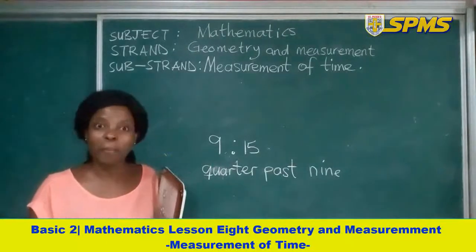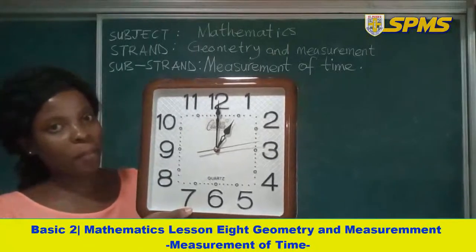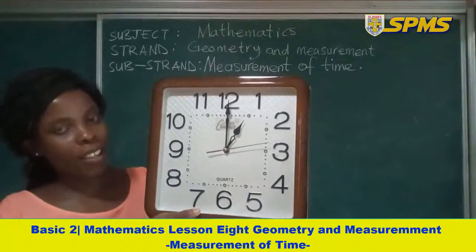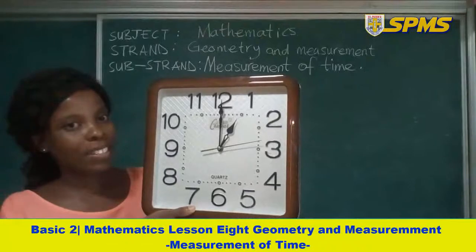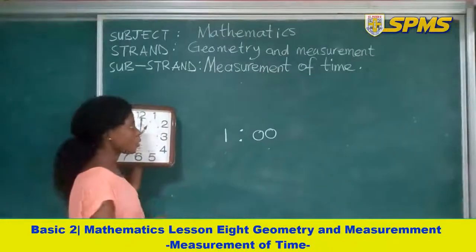Let's try another example. Children, what says the time? The minute hand is on 12 and the hour hand is on 1. So the time is 1 o'clock. 1 o'clock.